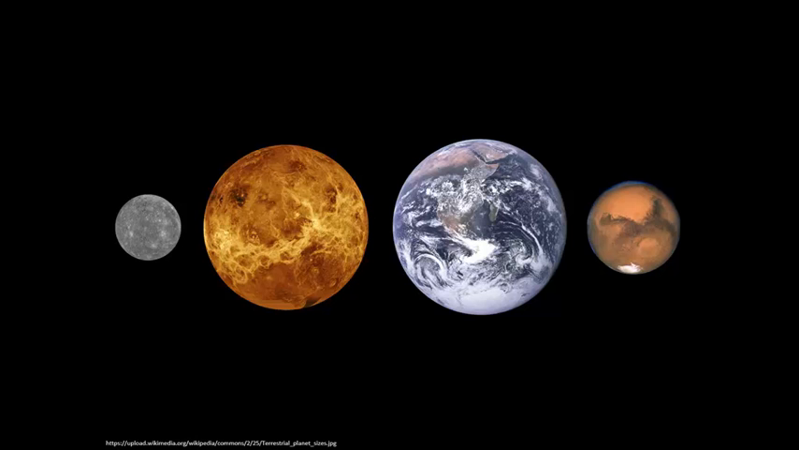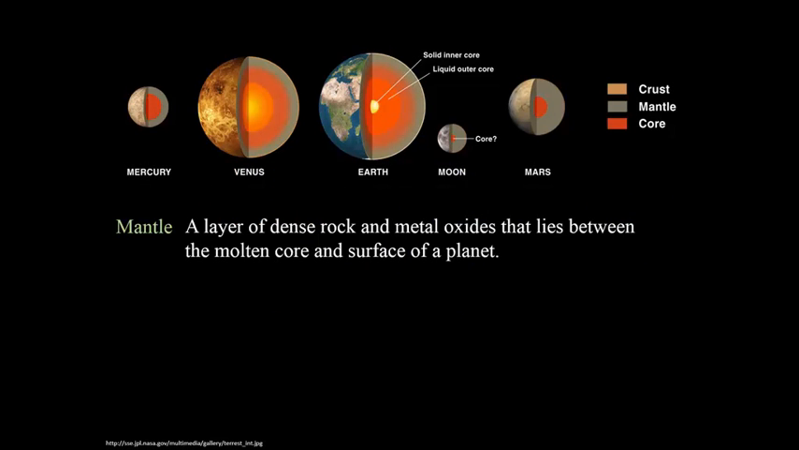Between the crust, okay, so the surface of these bodies, and the core of these bodies, we have what's called a mantle. And that's your only vocab term within this lecture. The mantle is a layer of dense rock and metal oxides that lies between the molten core and the surface of a planet.